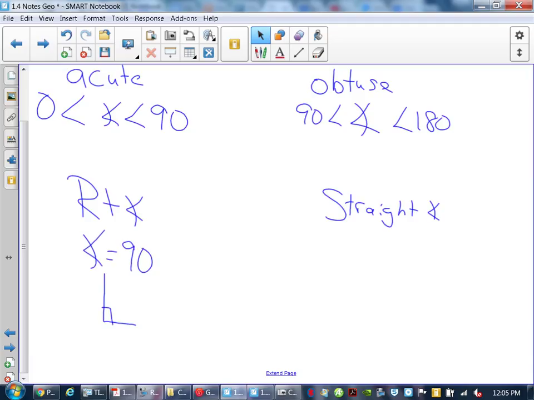You've all seen that symbol before? The little box. And then the straight angle is going to be the angle that equals 180.